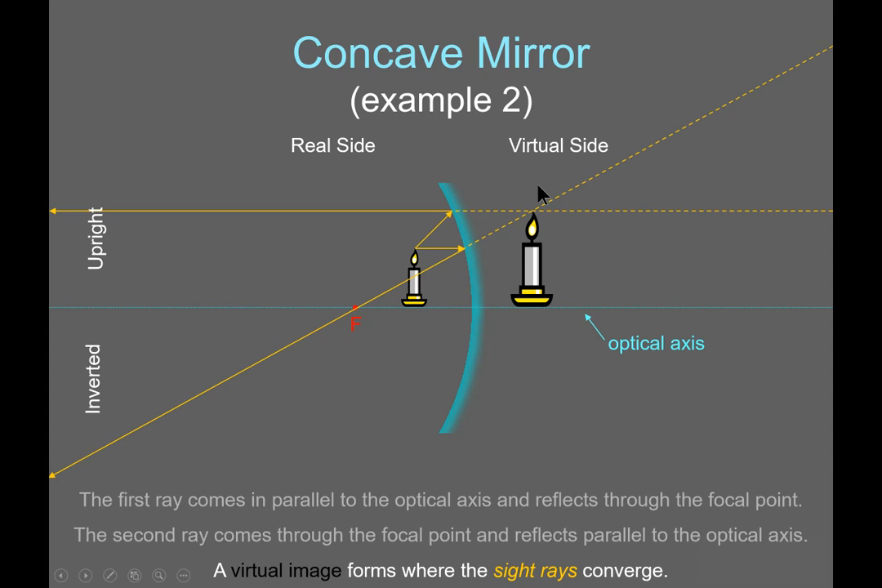And now you actually can see it in your mirror because it's on the virtual side. So this would be a virtual upright image. So concave mirrors only work when you're up close. They don't work if you're far away.